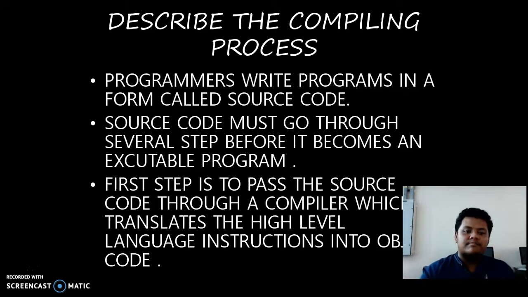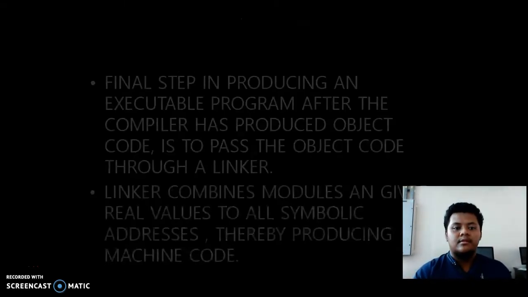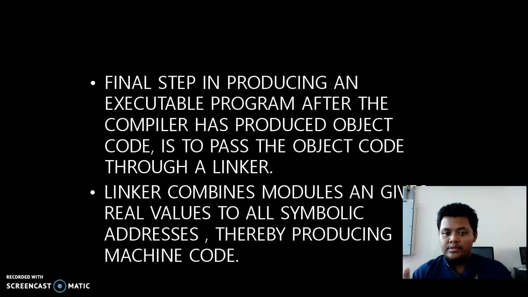Describe the compiling process. Programmers write programs in a form called source code. Source code must go through several steps before it becomes an executable program. The first step is to pass the source code through a compiler, which translates the language instructions into object code. The final step in producing an executable program, after the compiler has produced object code, is to pass the object code through the linker. A linker combines one or more modules and gives a real value to all symbolic addresses, producing machine code.